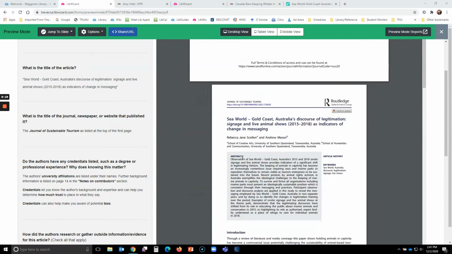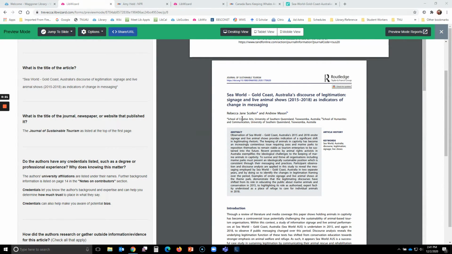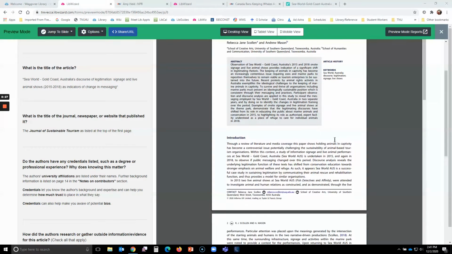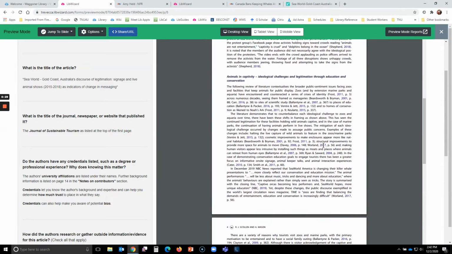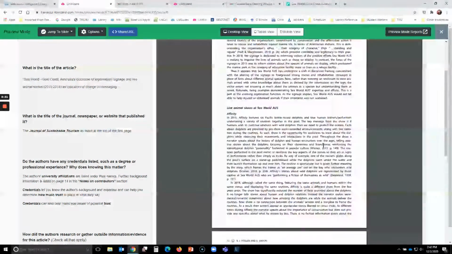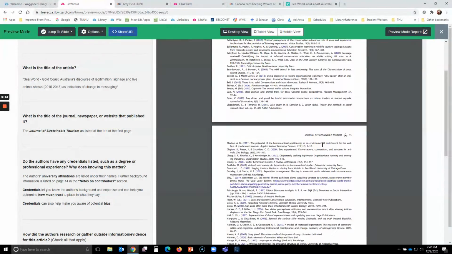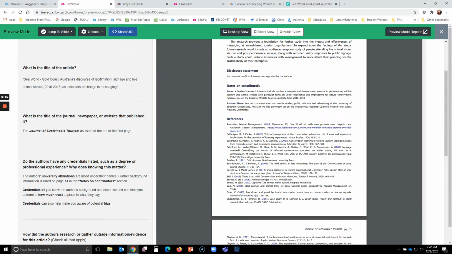If we scroll down a little bit, we can see the authors listed here and their credentials underneath. This shows their university affiliations. And if we go on down actually to the end of the article to page 14, there's a section down here that's called Notes on Contributors, and this gives more of their background information. One interesting thing to note here is that each of them have worked for tourism organizations. So that's just something interesting to be aware of.